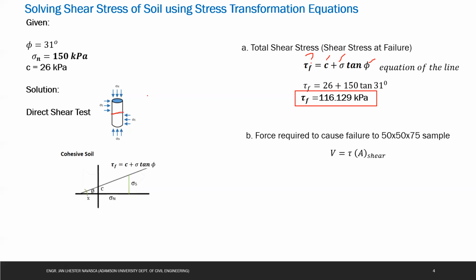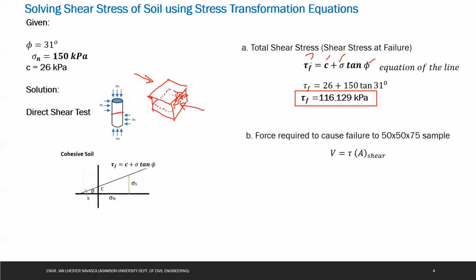So since it is a shear box, this is the box. Then this is the box. Then there will be a push here, a force here, and a force here. So it will be divided here. Therefore, we can say that our shearing area is this area.